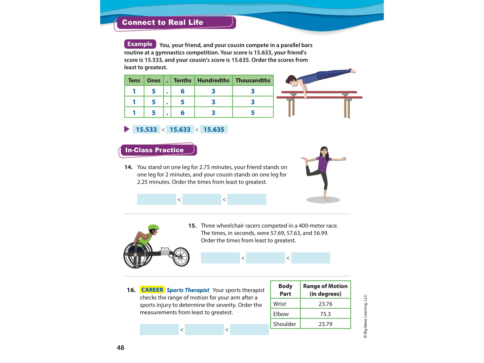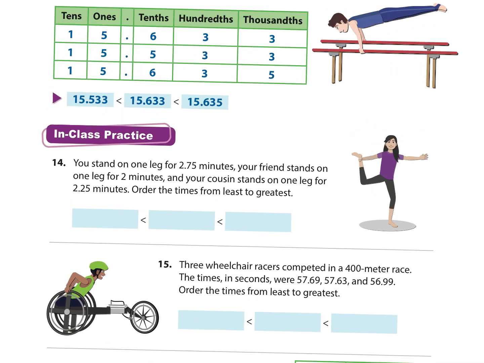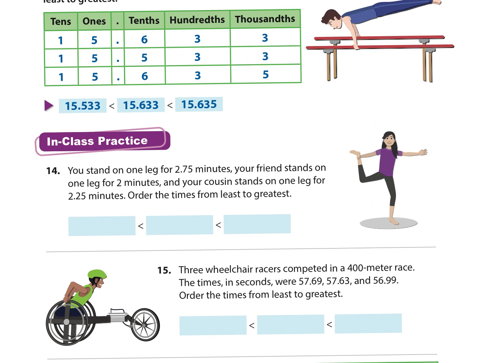Okay, we're almost done. All right, here we are stacking our numbers again. And this is that method where you take something like your finger or your pencil and you go one digit at a time. We're putting them least to greatest. So it says you stand on one leg for 2 and 75 hundredths minutes. Your friend stands on one leg for 2 minutes, and your cousin stands on one leg for 2 and 25 hundredths minutes. Order those times from least to greatest.